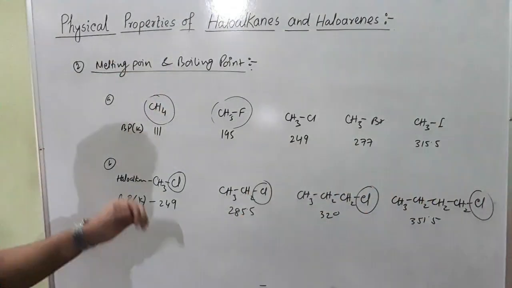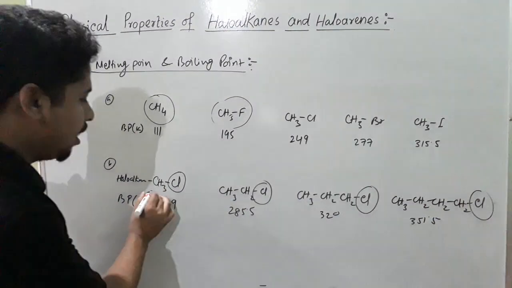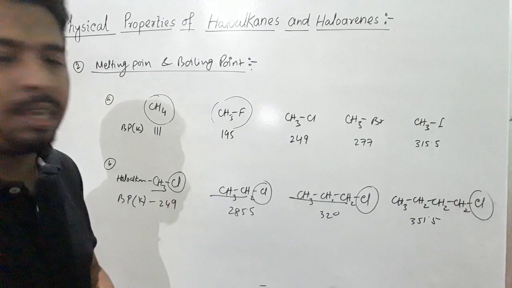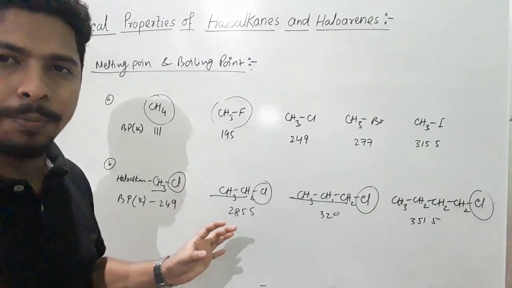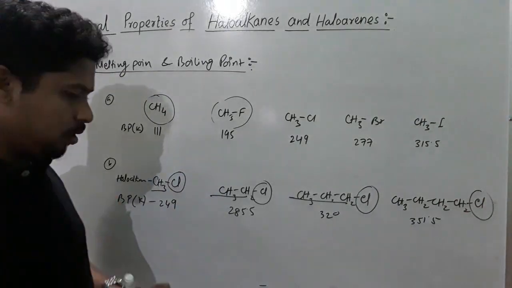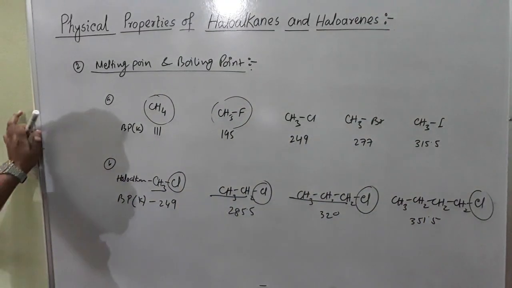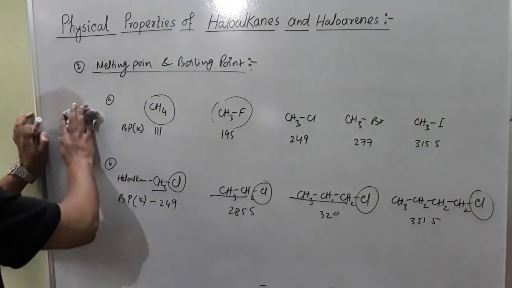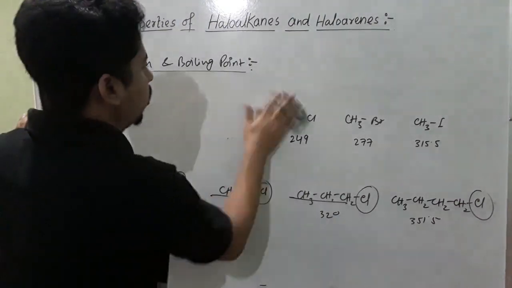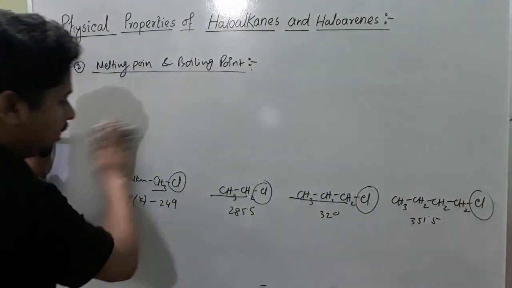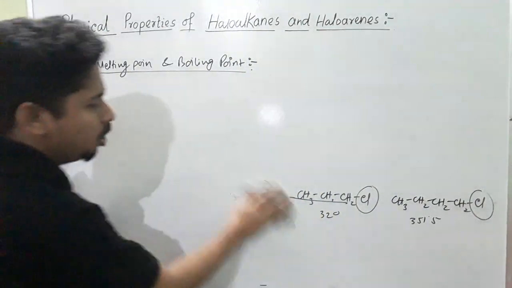Okay. So with the increasing side chain also, the boiling point of these haloalkanes increases if the halogen atom is fixed. Now for isomeric haloalkanes, number C. For isomeric haloalkanes, with the increase in branching, the boiling point decreases.